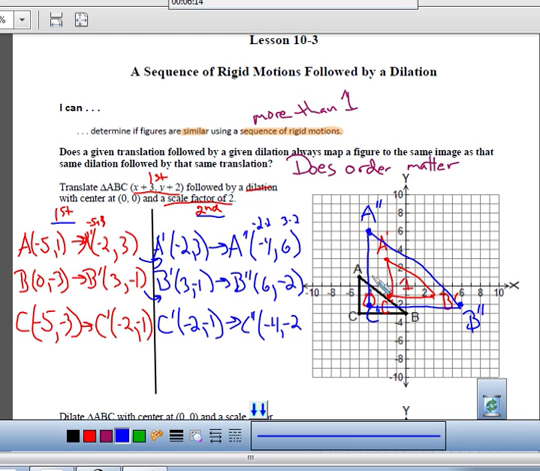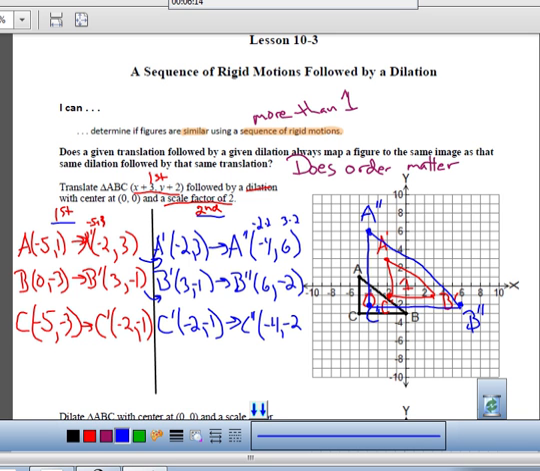Alright, so my original image translated here and made a congruent figure. Then we dilated it, enlarged it, and created our third image, or second image, I'm sorry. And it is obviously similar because it's larger than the original and the pre-image.